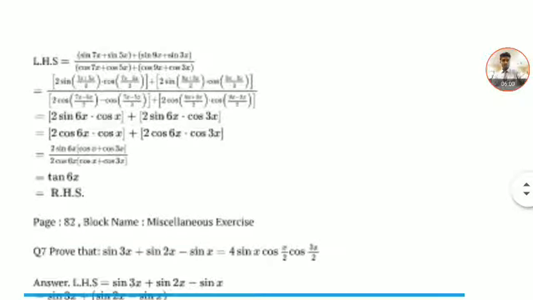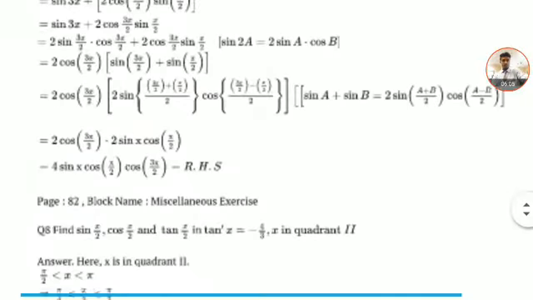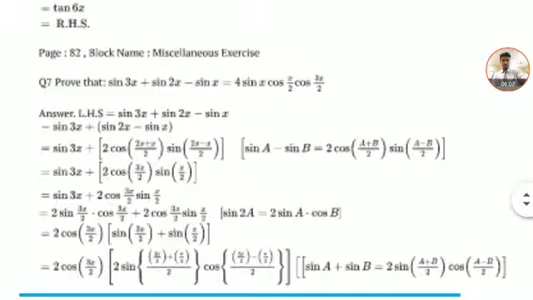Denominator portion gets 1. You see, cos x plus cos 3x, numerator also you have cos x plus cos 3x. Full goes off, you get tan 6x. Sine by cos is tan, and theta is 6x, and 2 goes off, which is equal to the RHS. Now question number 7.